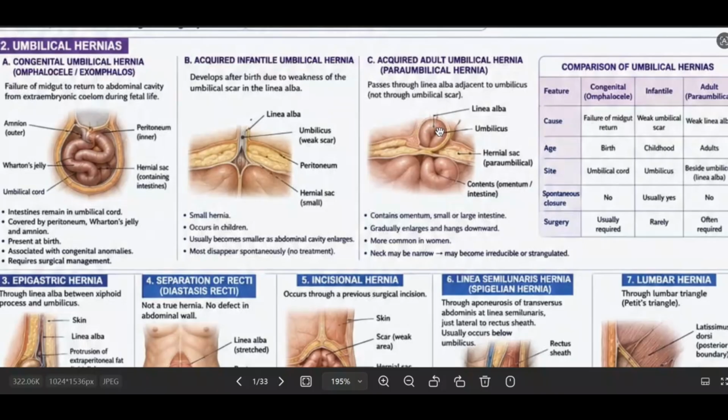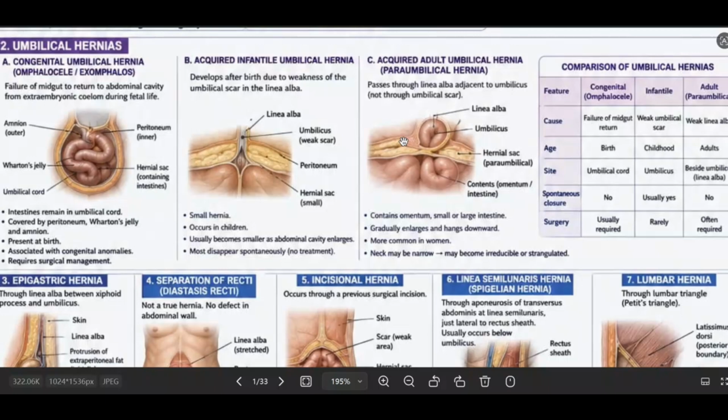And this is an important viva point, because the contents here are usually the greater omentum, the small intestine and the large intestine. The clinical features which the adult is going to present with are that it gradually enlarges and hangs downward, and it is more common in women. Its neck may be narrow, so it can become irreducible or strangulated, because where the neck is narrow, there is always a chance of becoming a strangulated hernia, and that is quite a difficult situation.